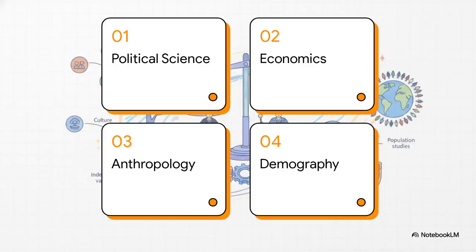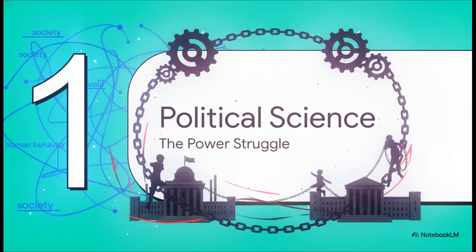So here is the quick breakdown of the core disciplines we'll be analyzing alongside sociology today. We're going to start with political science, then move into economics, pivot over to anthropology, and finally, we'll crunch some numbers with the Demography and Population Studies Guild. Let's get into it. Section 1.